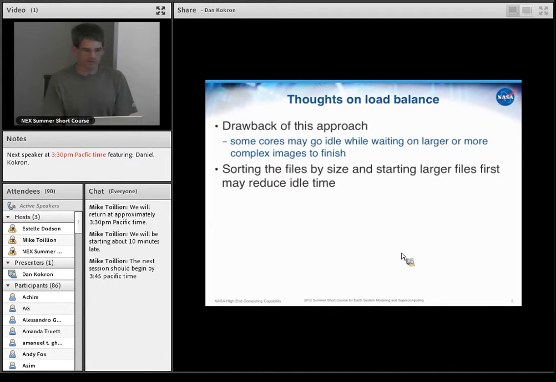There is one possible way around that: you can sort the files initially by size, but that doesn't always work. It's an indicator of complexity, but not completely. You can still have issues with wasted cycles.